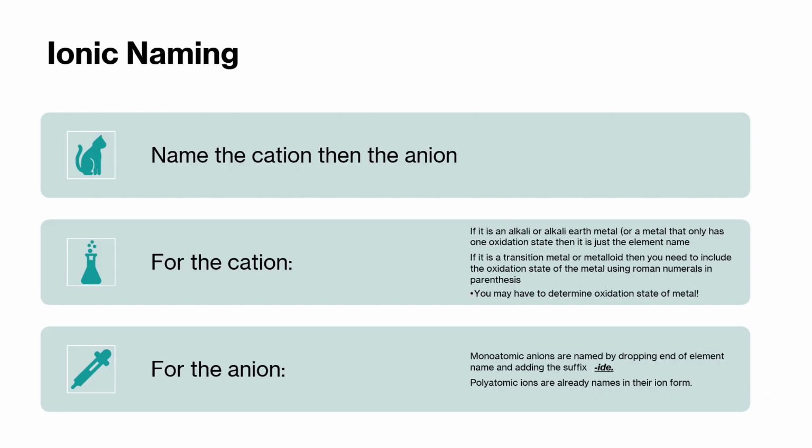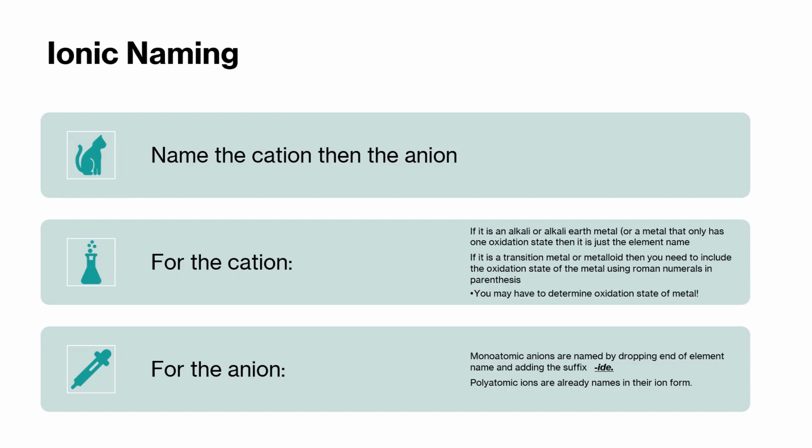For ionic naming, the first step is to name the cation that's present. The cations always go first, the anions go second. For the cations, if it is an alkali or alkaline earth metal, or a metal that only has one oxidation state, which are usually the alkali and the alkaline earths, you just use the element name. Straightforward. If it is a transition metal, so that middle block on the periodic table, or a metalloid, you have to include the oxidation state of the metal, having the Roman numeral in parentheses for the oxidation state.